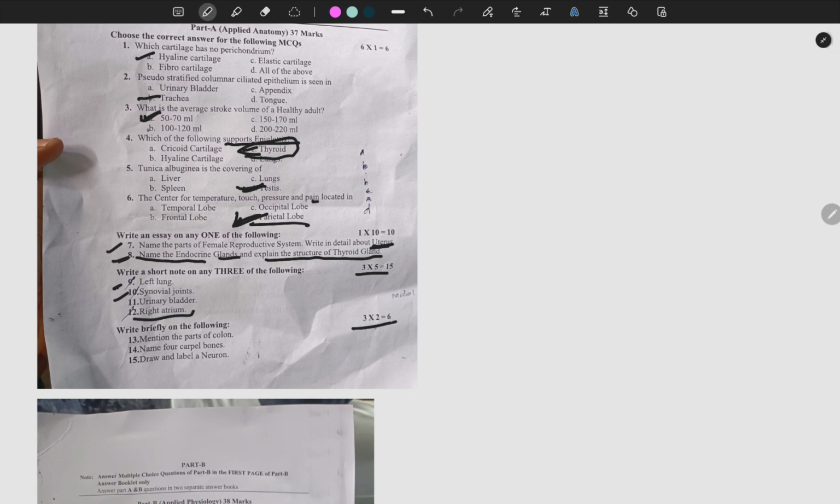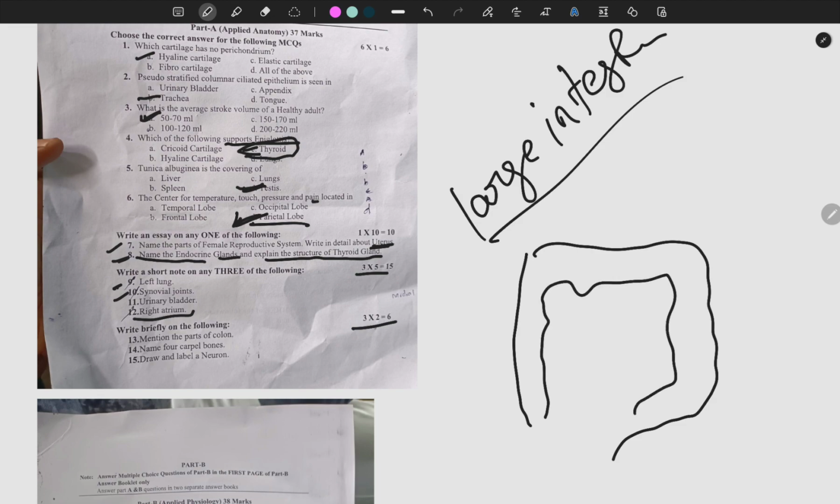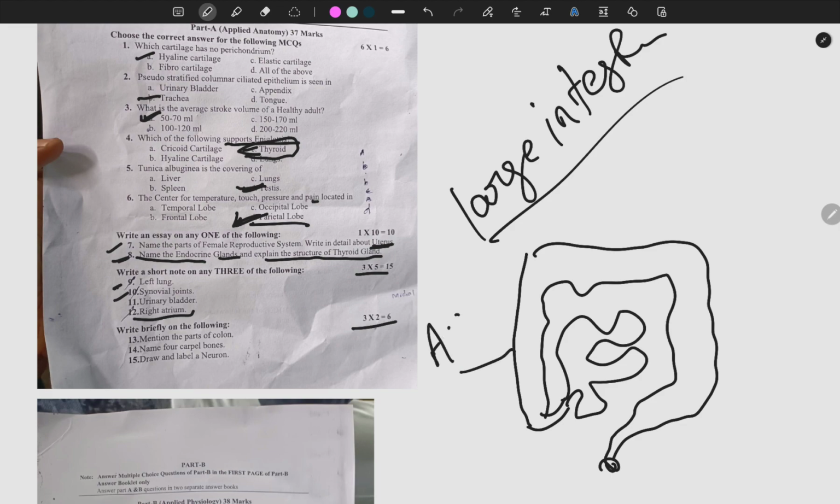And finally we have the 2 marks questions. So the first one is mention the parts of the colon. Okay, colon is nothing but large intestine. Okay, so in the large intestine we have the, so this is the anus and this is the cecum. In this we have the small intestine. So this is ascending colon, transverse colon, descending colon, sigmoid colon. So this much is enough for the 2 marks question.